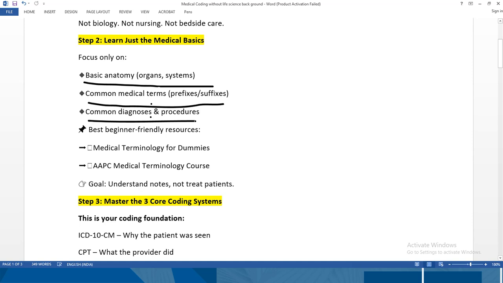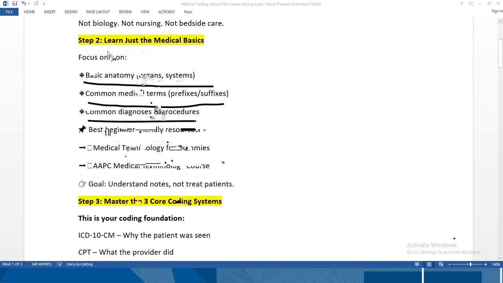After joining a job also, you can search for basic anatomy, medical terms, diagnoses and procedures using Google. So if you want to learn basic anatomy, common medical terms, common diagnoses and procedures, Google is the first priority. Then you can learn from books like Medical Terminology for Dummies, or the AAPC Medical Terminology course, where you will become a master. So what is the goal of these steps? Understand notes, not treat patients. As a medical coder, you need to understand the note. We are not going to treat the patients.